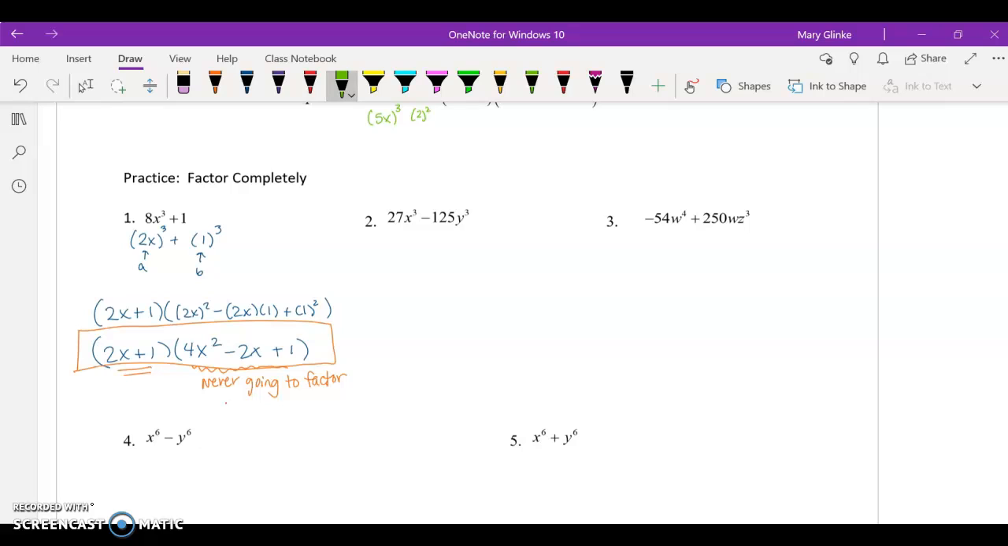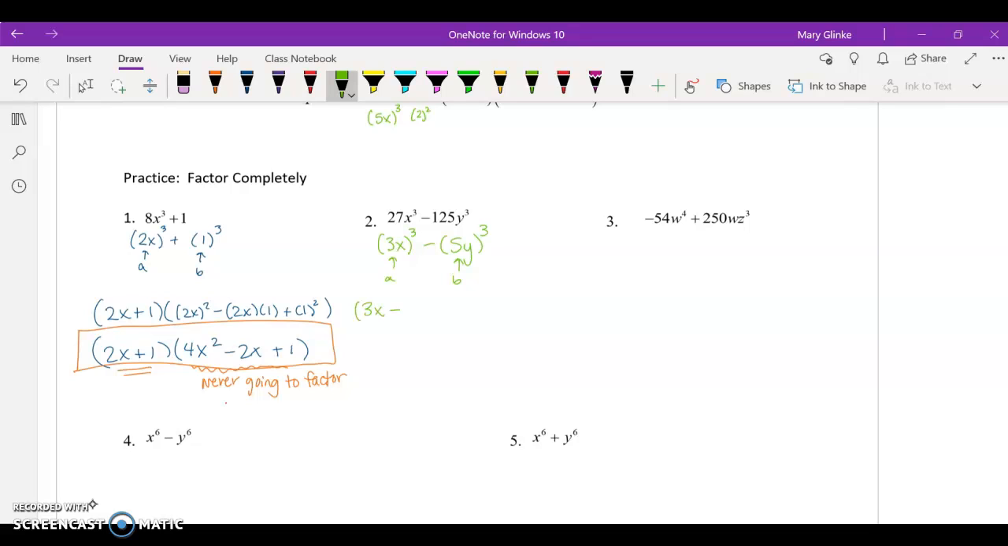Looking at this one, all of our factoring rules still apply. So we are going to look for a GCF first. Looking at these two, 27 and 125 have nothing in common. The x's have nothing in common with the y's. So now we're going to figure out what is being cubed to give us each term. So we get 3x cubed and 5y cubed. So our a value is 3x, our b value is 5y, and we're going to plug those into our formula.